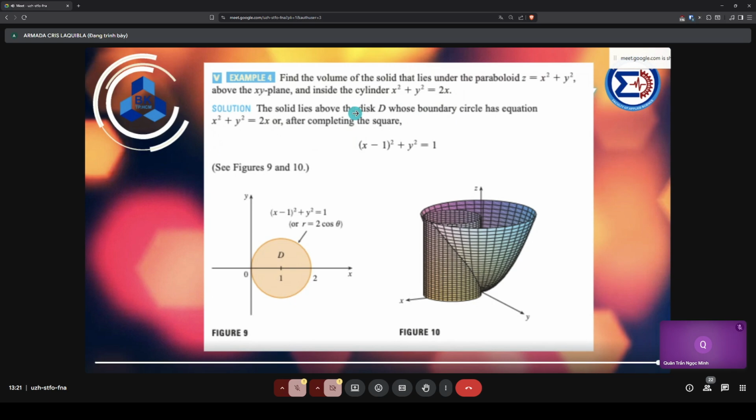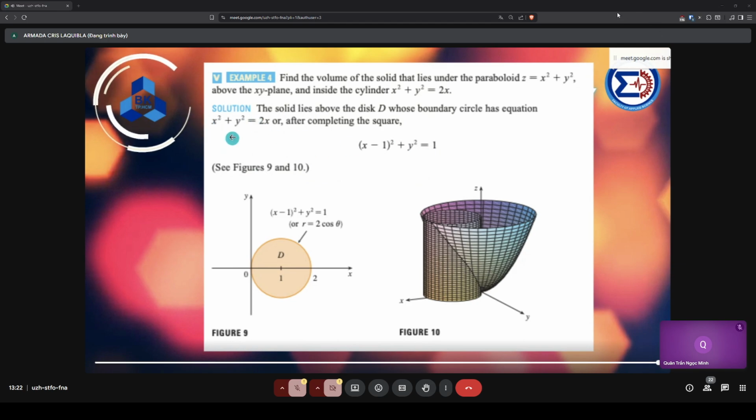To graph that, it's easier if we do completing the square first. You transfer the 2x to the other side, and it becomes x squared minus 2x plus y squared is equal to 0. Now, to make it complete, your x squared minus 2x is complete if you add 1. So you have to add 1 on the left, and you add 1 also on the right side. That is why there's a 1 here.